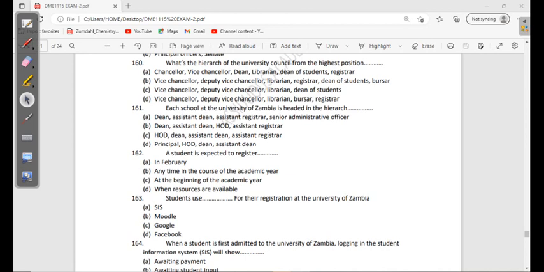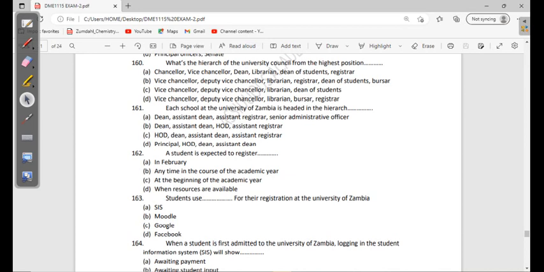161. Each school at the University of Zambia is headed in the hierarchy: Dean, Assistant Dean, Assistant Registrar, Senior Administrative Officer. Dean, Assistant Dean, HOD, Assistant Registrar. HOD, Dean, Assistant Dean, Assistant Registrar. Principal, HOD, Dean, Assistant Dean. So what do we think?